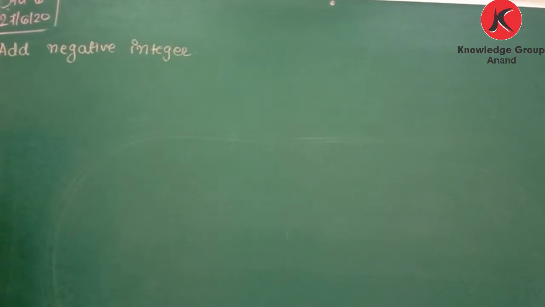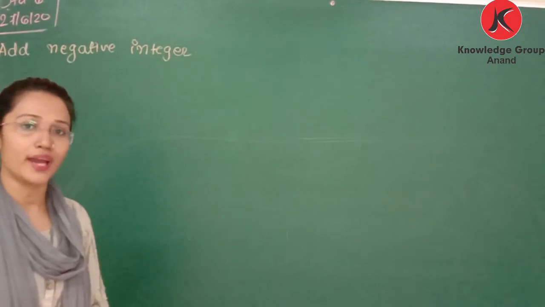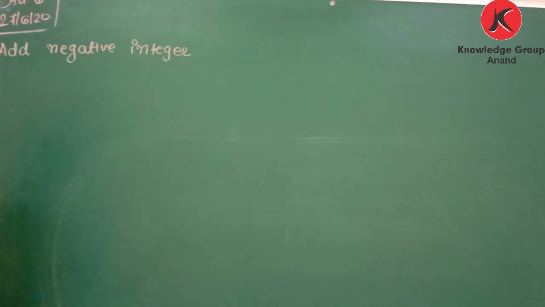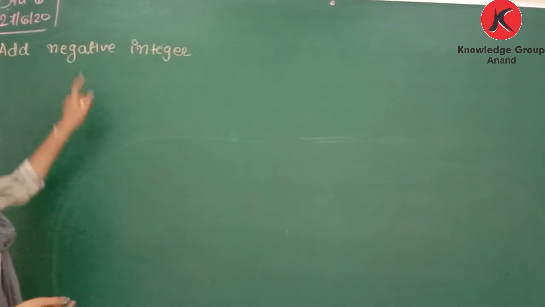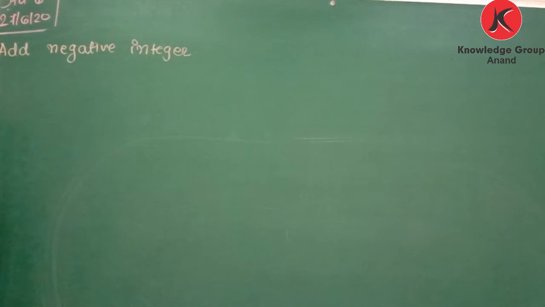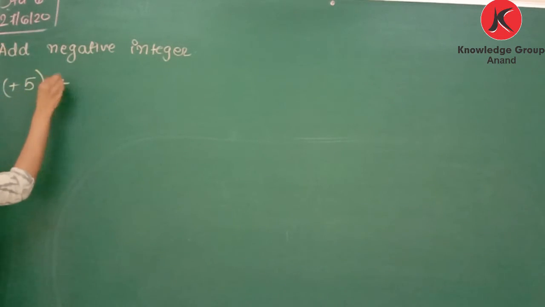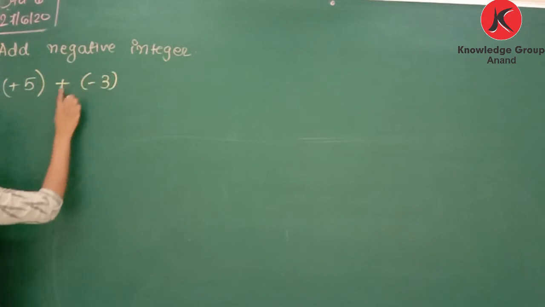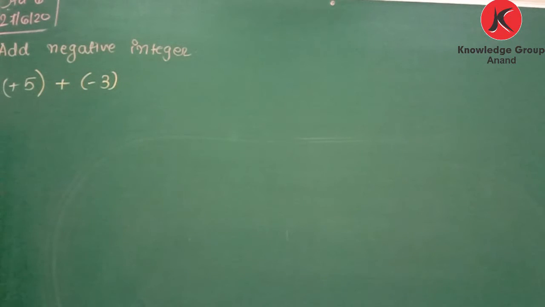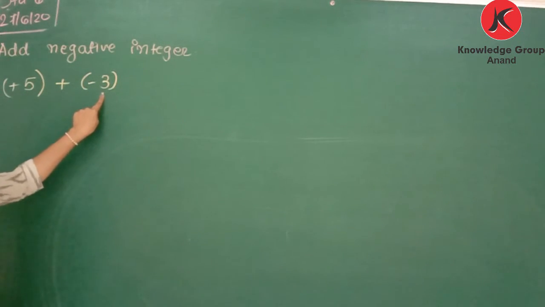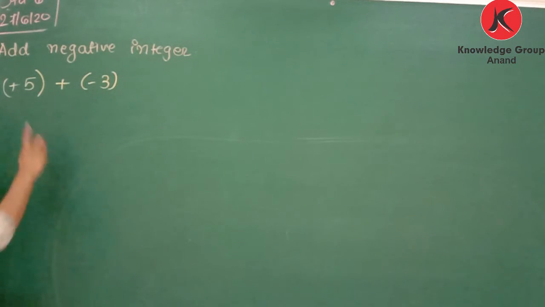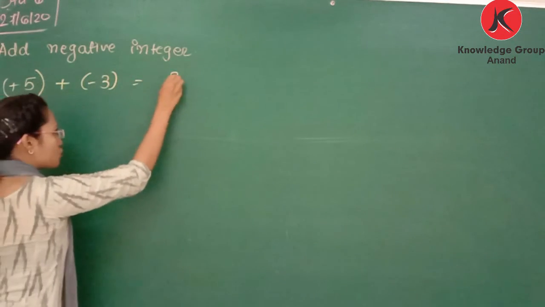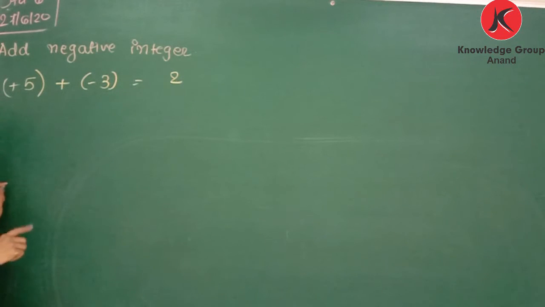We learn about adding two positive integers and two negative integers. Now if one integer is negative and one integer is positive, it means we add a negative integer. Let's take one example. One is 5, that is positive, plus -3. Add negative integer. If one number is positive and one number is negative, then subtract the numbers. So 5 minus 3 is 2, and the sign of the greater number.